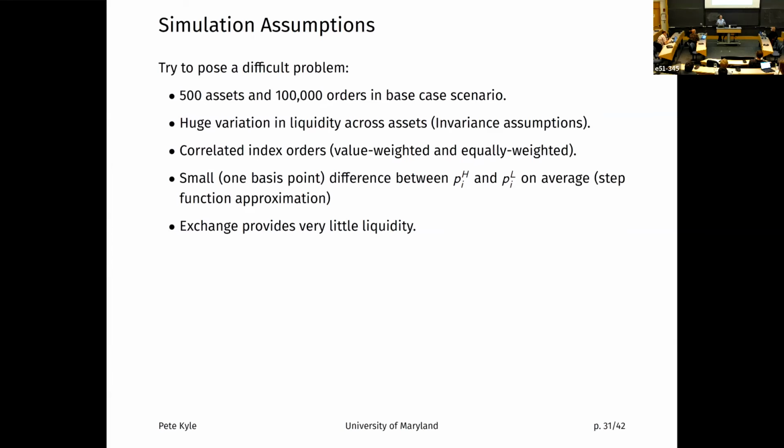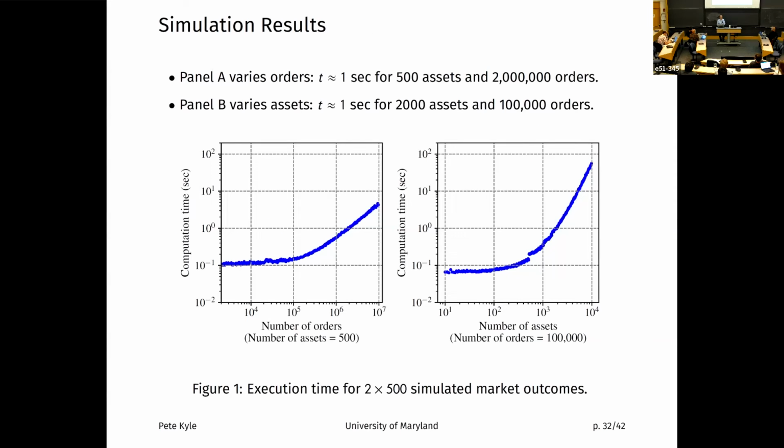Then we took the random orders, 100,000 orders, let's say, tried to solve the problem and saw how long it takes our algorithm to solve the problem. And this is the result that we got. So the base case scenario is 500 assets and 100,000 orders.